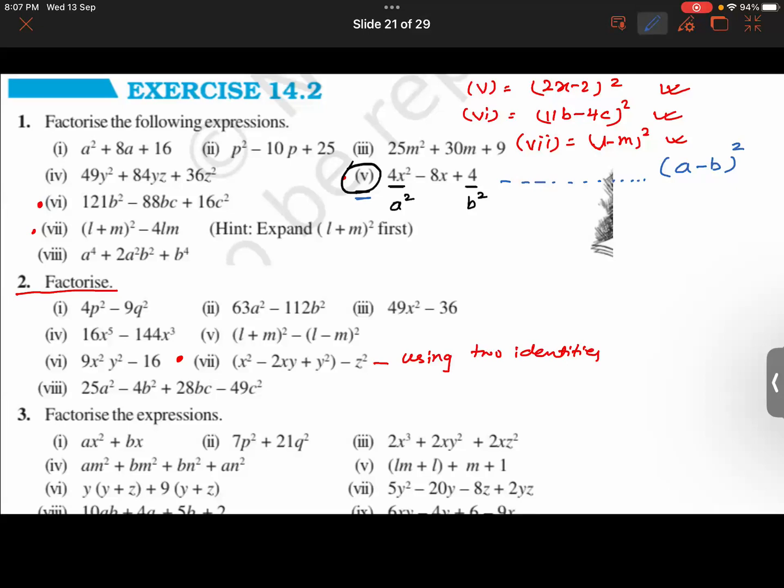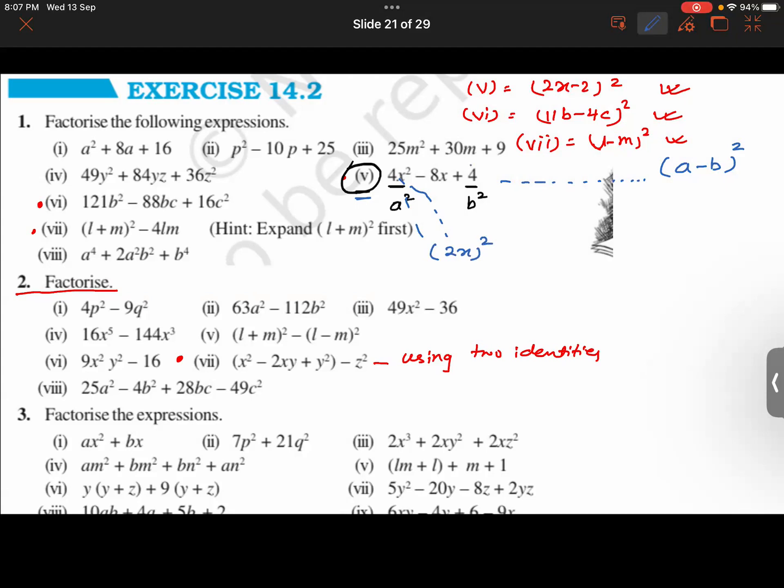4x square, can it not be written like this? 2 into 2 into x into x. 2 is being repeated 2 times, x is being repeated 2 times. So you can take it as 2x whole square, right? Because 2x whole square means 2x into 2x, that is 4x square. That is what is given in the question, isn't it, Ahmed? Yes, sir. Okay, so 4x square can be written like this, 2x whole square.